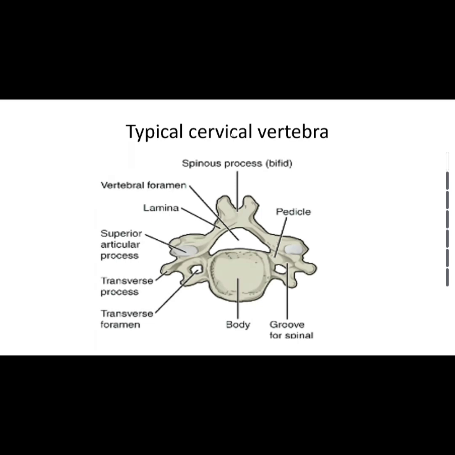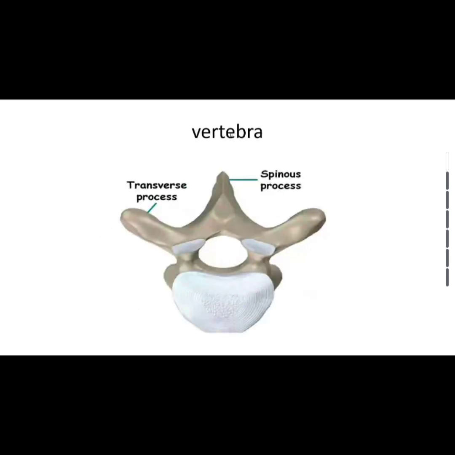And that's why when we talk about the atypical ones, like the first, second, and 7th, you see there is something different. For example, the first one has no body or spinous process. If you look at a typical cervical vertebra, this is how it would look. Still another vertebra, just the normal vertebra. If you look at the thoracic or lumbar vertebra, you'll have a spinous process, transverse process, and all this.